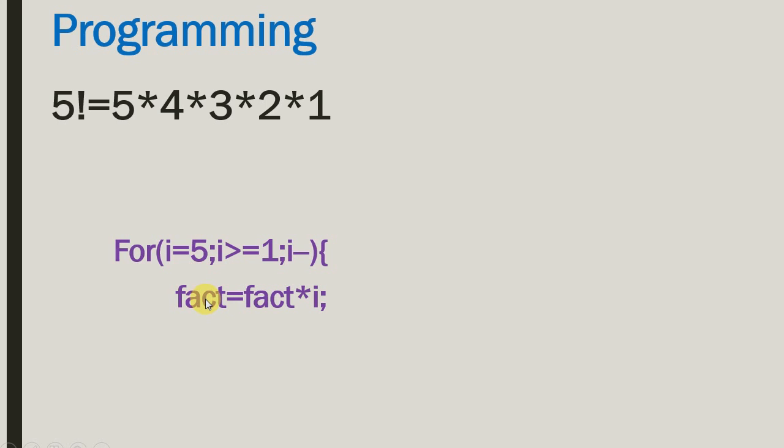We will take a variable fact and we will multiply fact by I, and we will store this result back to fact variable. So here I have declared factorial variable, and we just close the bracket. After this loop is completed, we have factorial of a particular number in variable fact. Now I am going to dry run this code.